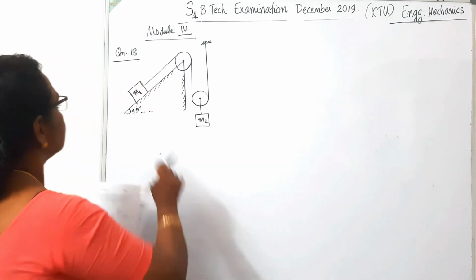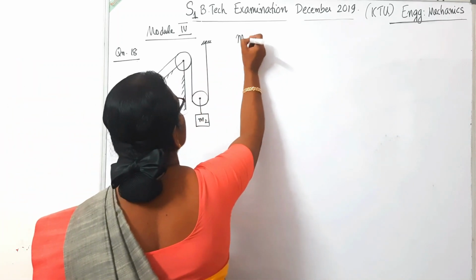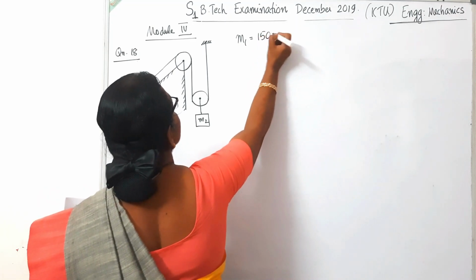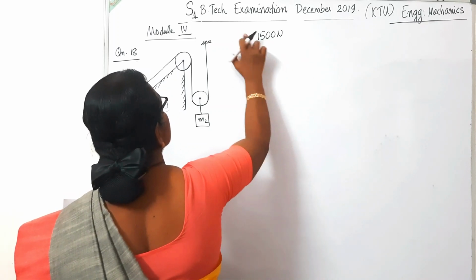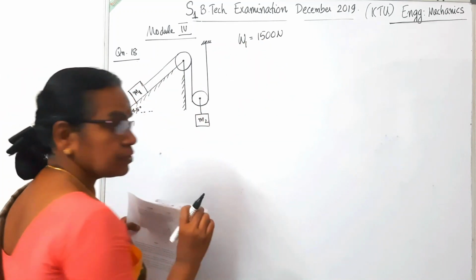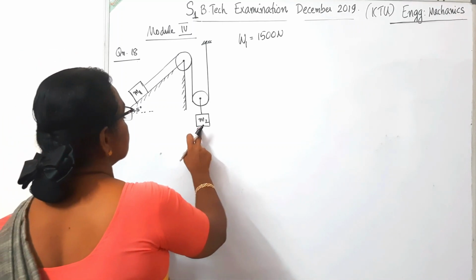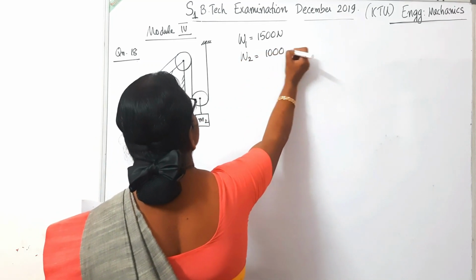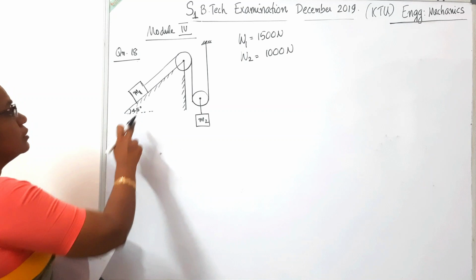You can easily answer this. Just see the values which are given to you in this question. One body m1 is on an inclined plane and you are given m1 equals 1500 Newton. So it is not the mass, it is actually the weight W1. Weight of this body is 1500 Newton, because if it is mass, the unit should have been kilogram. So it is 1500 Newton and m2, this is mass m2, and that is 1000 Newton. And theta is equal to 45 degree. This angle is given 45 degree.